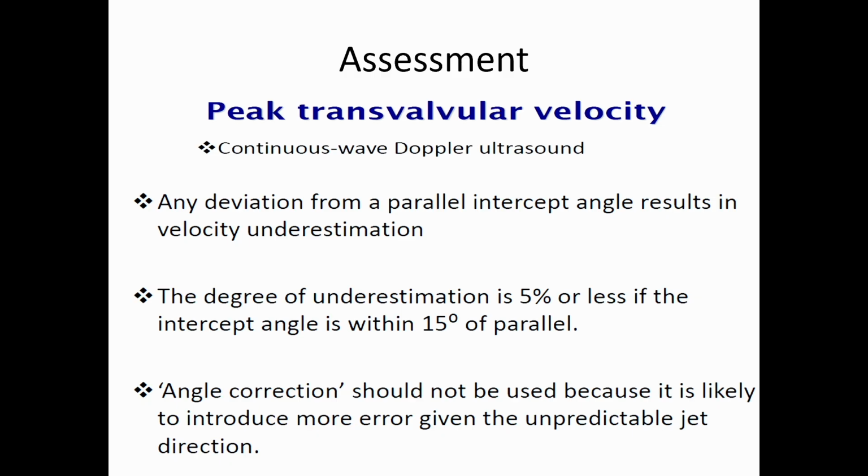So you try to keep it to less than 20 degrees of deviation, because that gives you the best result. The degree of underestimation, as we all know, will be less than 5% if the angle is within 15 degrees of parallel. Angle correction is there on some machines, but it should not be used because it is likely to introduce more error given the unpredictable jet directions in some situations. We tend to use angle correction only if you can easily find a button.